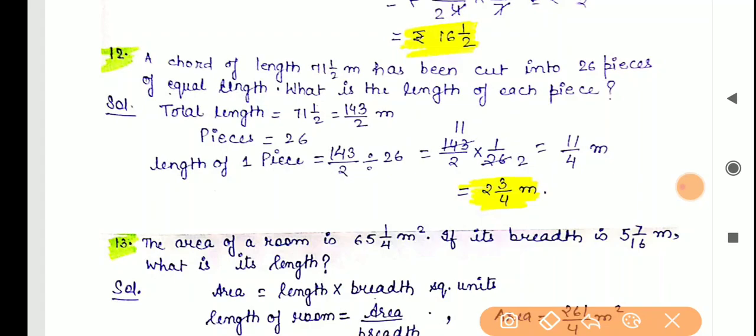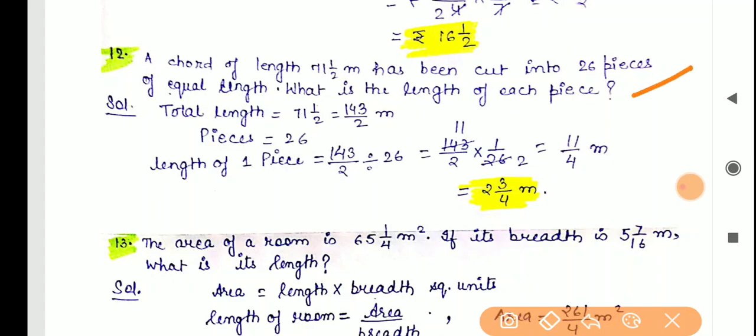So here the length is 71 1 by 2 meters, and they have cut it into 26 pieces. For each piece they want to know the length. The total length of the cord is 71 complete 1 by 2 meters, and they have cut it into 26 pieces.